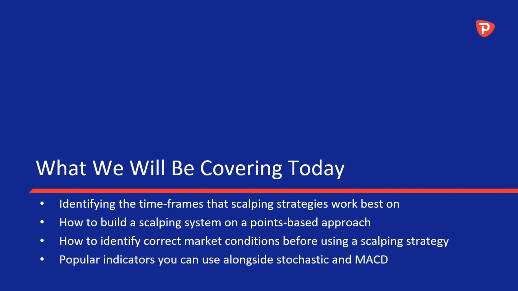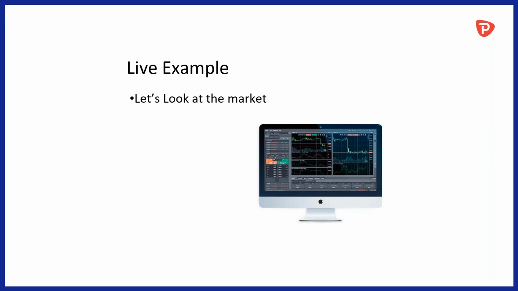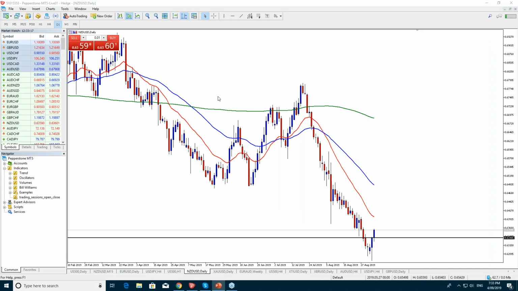And then popular indicators that you can use alongside stochastic and MACD. So the main one we're focusing on, we always talk about, is going to be moving averages. We will give everybody the moving averages. We get asked it all the time. A lot of guys that have been coming all the time know which ones we use, but we will mention it briefly again.